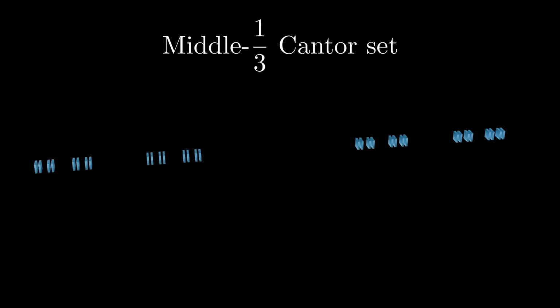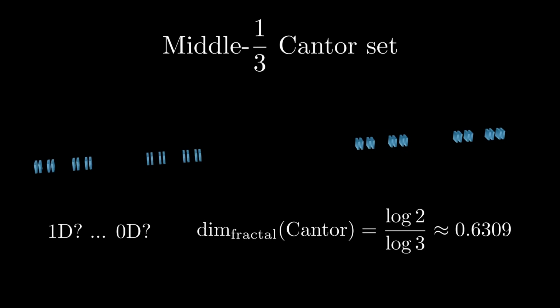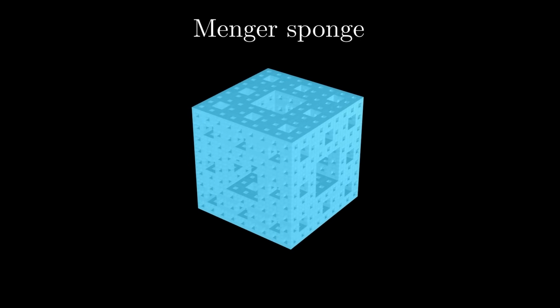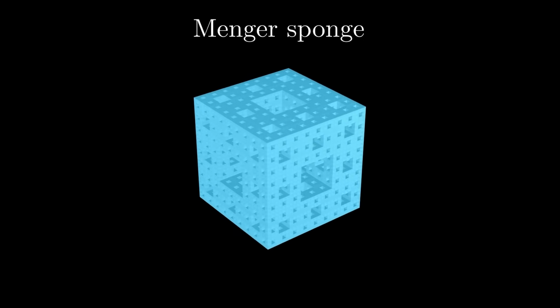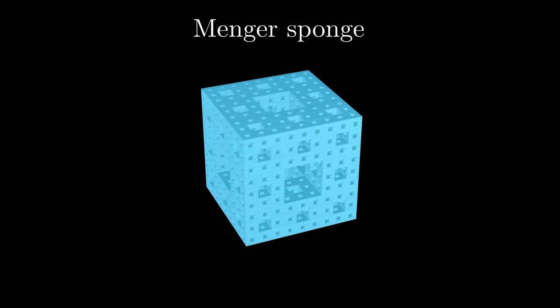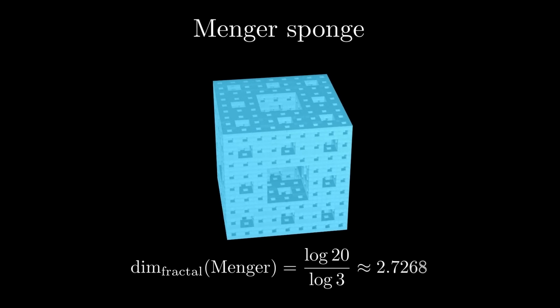But what's its dimension? Is it 1D? Is it 0D? In fact, its appropriate exponent, or fractal dimension, is actually a number between 0 and 1. And we'll return to this later about why. But what about even stranger fractals, like this Menger sponge? It looks pretty 3D, but actually its fractal dimension is slightly less.